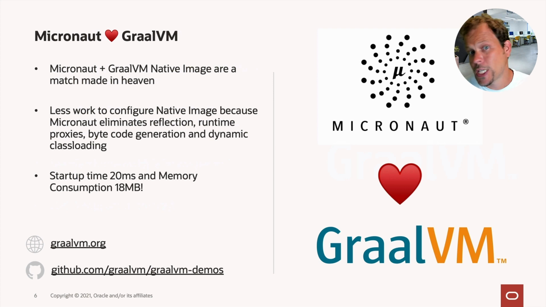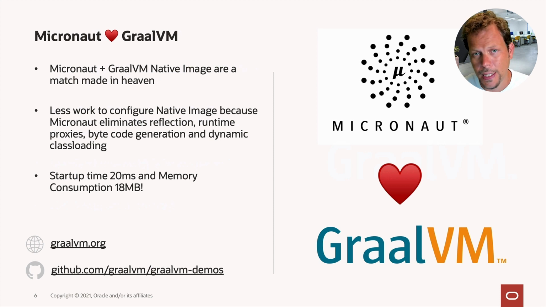In terms of the relationship between Micronaut and GraalVM, they're essentially a match made in heaven. Micronaut essentially eliminates the need for reflection, runtime created proxies, runtime bytecode generation, and dynamic class loading completely, which makes it a lot easier for the native image tool to perform a closed world static analysis on your application and compile your application into a native image.